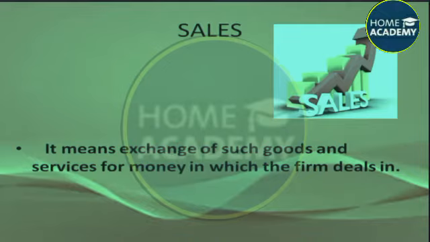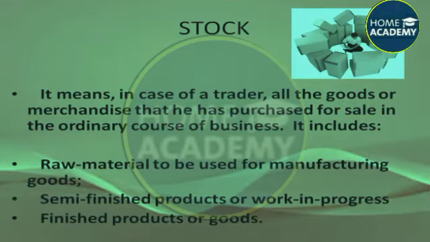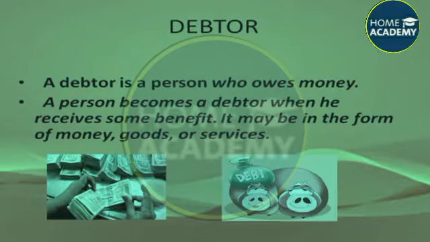Next accounting term is stock. Stock means all goods and merchandise that he has purchased for sale in the ordinary course of business. So, it constitutes the raw material used for producing or manufacturing goods, the semi-finished products, which we call work in progress, and finished products or goods.